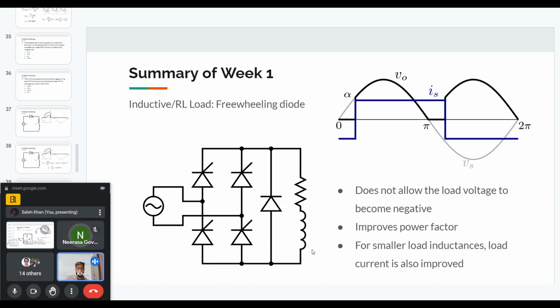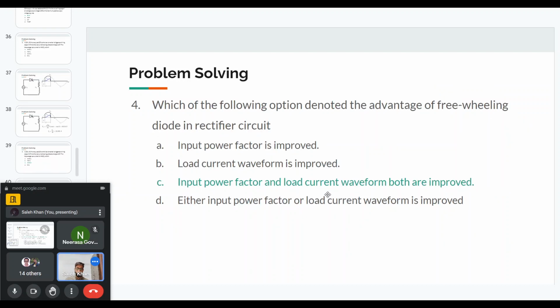As I was saying, because of this freewheeling diode, the average output voltage will improve, so the power factor will improve, and the output current will also improve because this diode will provide a low resistance path for the current to continue. In that way, the inductor current can continue for a longer duration. So the answer to this problem is that the input power factor as well as the load current waveform both are improved because of the freewheeling diode in the rectifier circuit.